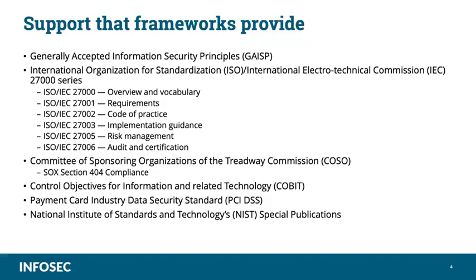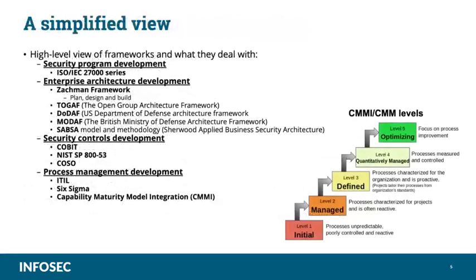COBIT focuses on IT management and governance, and much like PCI DSS and ISO 27002, it's focused on compliance with the standards that include prevention, detection, and reaction to security incidents. PCI DSS was developed by the Payment Card Industry Data Security Standards Council to enhance payment card data security. It's targeted towards merchants and service providers, but is mandated for systems involved in handling an organization's payment card services. It's not a law, it's a self-regulated approach. At a high-level view, a framework that deals with security program development is the ISO 27000 series.